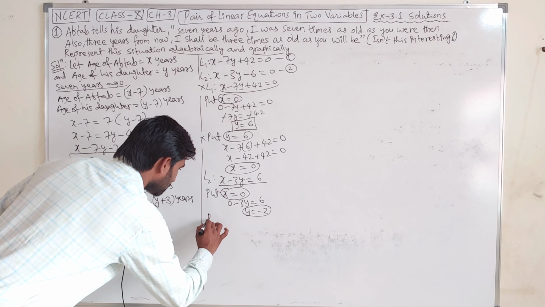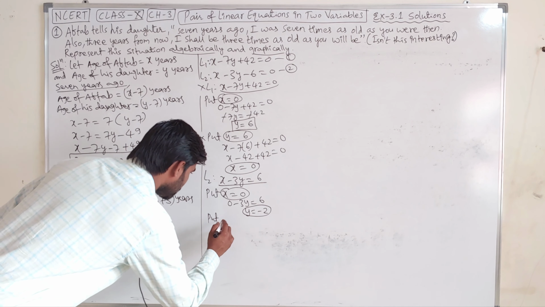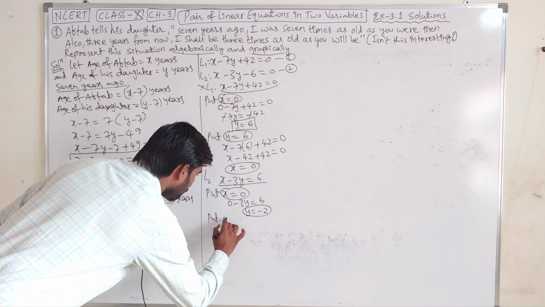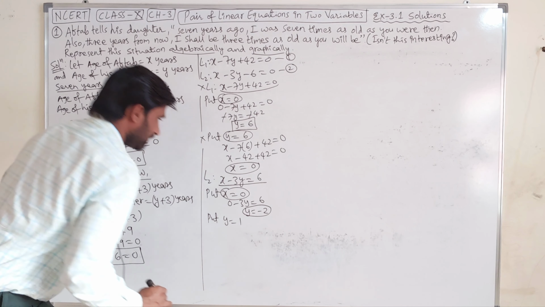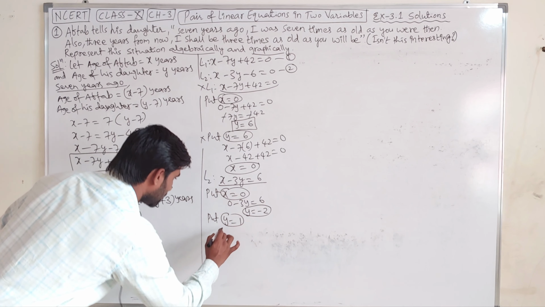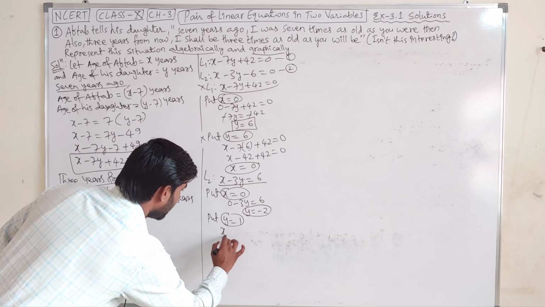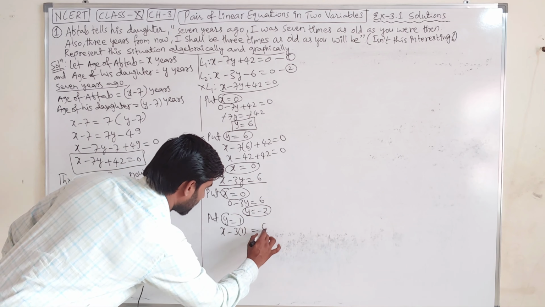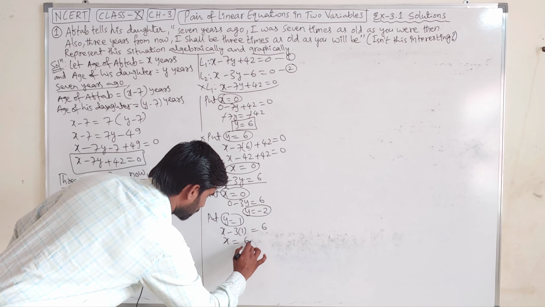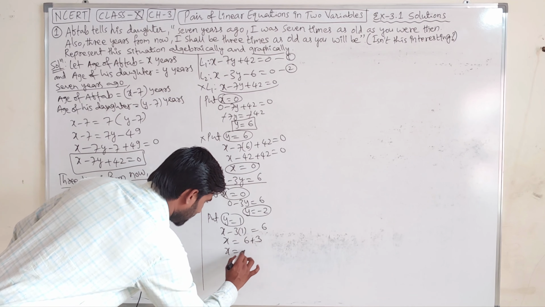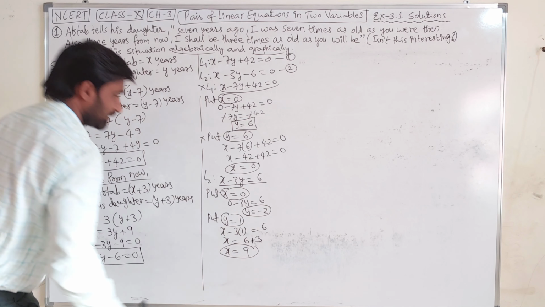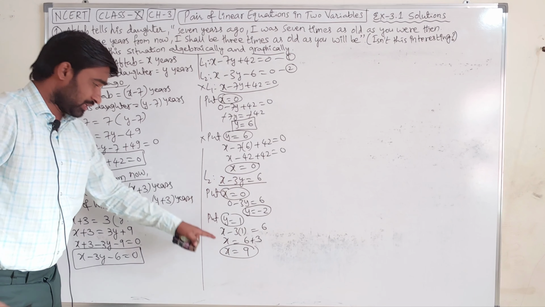Next, put y will be equal to 1. So we will get the answer x minus 3 times 1 will be equal to 6. So x will be equal to 6 plus 3, and x will be equal to 9. So these are the two solutions for equation 2.